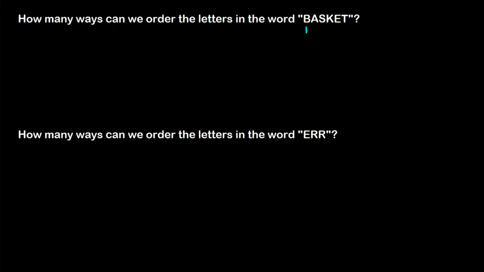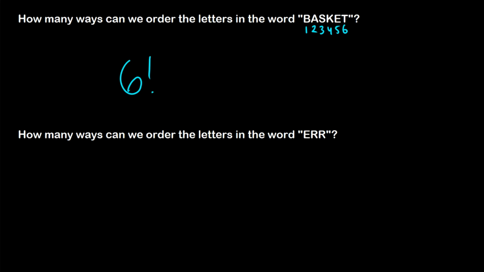So why don't we just assign these letters numbers? Okay, 1, 2, 3, 4, 5, 6. So how many ways can we order the letters in the word basket is really the same thing as asking how many ways can we rearrange the numbers in the list 1, 2, 3, 4, 5, 6. So we know this is just going to be 6 factorial. There's 6 choices for the first slot, 5 choices for the second slot, 4 choices for the third slot, and so on.